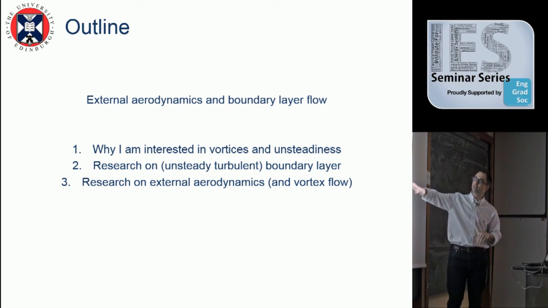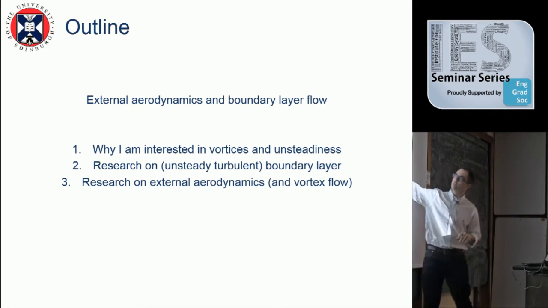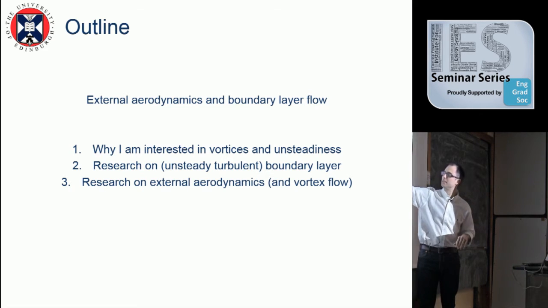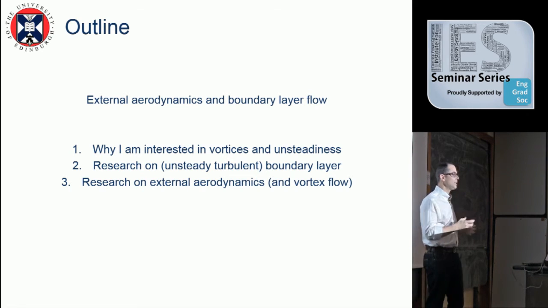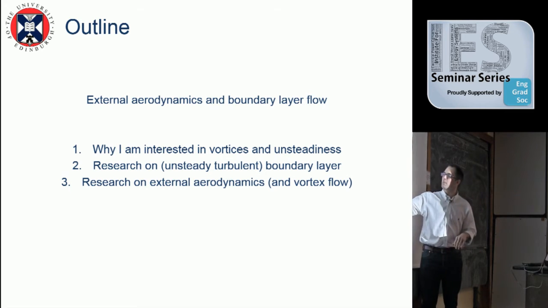So at the beginning, the question that I would like to try to explain is why I'm interested in vortices and unsteadiness. So the talk will be on external aerodynamics and boundary layer flow. And I would like to explain why external aerodynamics and boundary layer flow are related, and why in the way they are related there are vortices and unsteadiness, which are the key of what I'm working with. And this unsteadiness mostly comes from the boundary layer flow.